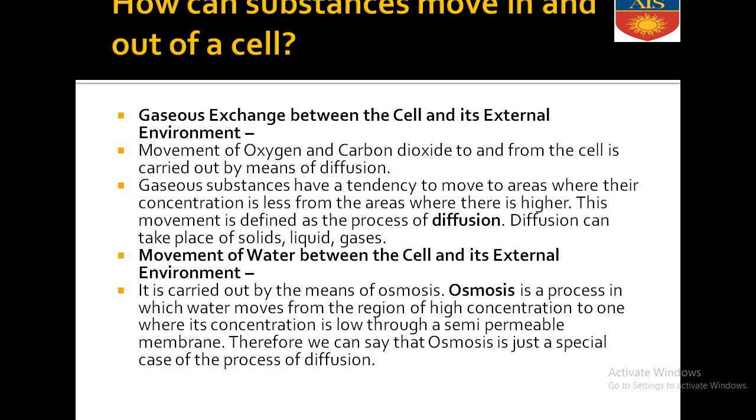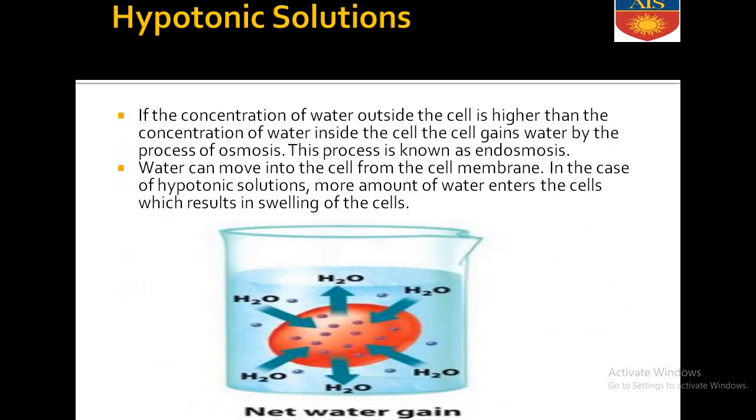And all the animal cells and plant cells have a plasma membrane, which acts as a semi-permeable membrane. So we can say that osmosis is just a special case of the process of diffusion. Why are we saying that it is a special case of diffusion? Because it involves a semi-permeable membrane. The movement takes place through the semi-permeable membrane.